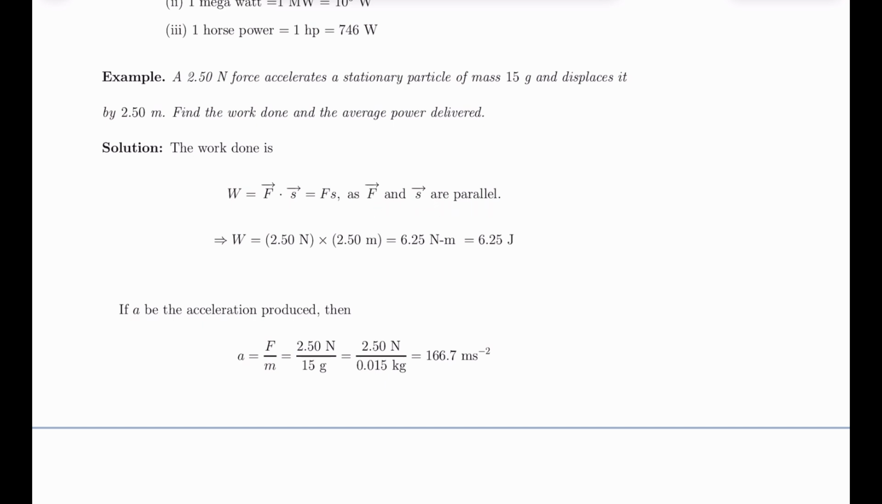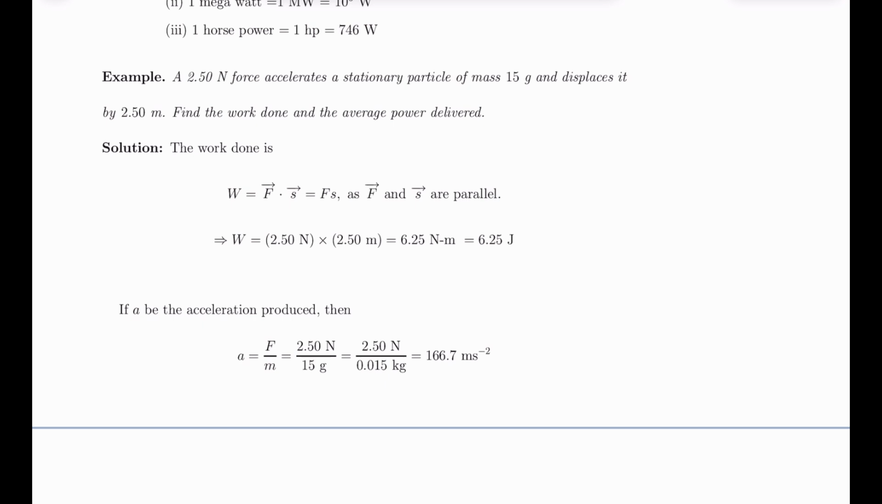Put the value of force, this is 2.5 Newton. Put the value for displacement, this is 2.5 meter. So the product is 6.25 Newton meter, and this is equal to 6.25 joule. ये हो गया आपका पहला आंसर. दूसरा पार्ट क्या है? Find the average power delivered. The power is the rate of doing work. तो जब तक समय नहीं निकलता है, जितने समय में ये वर्क हुआ तब तक पावर नहीं निकल सकता है.